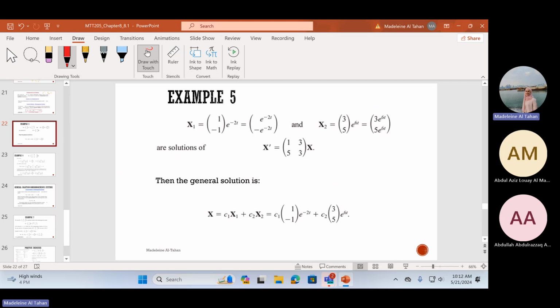Let's go back again to this example. This is homogeneous. This is 2 by 2. These two solutions are linearly independent, right? What's the number of them? 2, and the matrix is 2 by 2. What can we consider it? A fundamental set of solutions. How do we write the general solution? C1 times x1 plus C2 times x2. This is the general solution. Why?